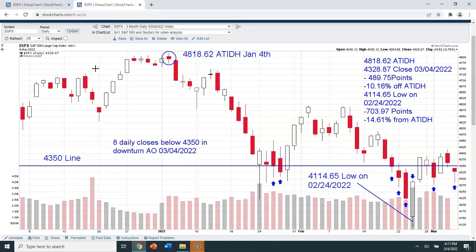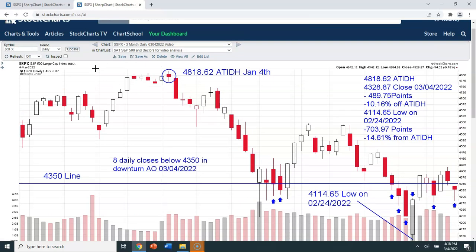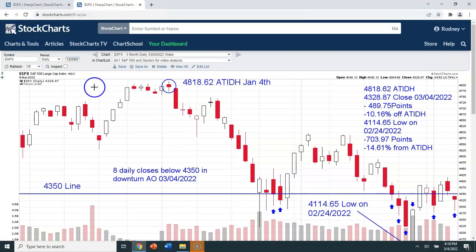Today we will be doing technical analysis on the S&P 500 for the week ending Friday, March 4th, 2022. And for this analysis, we will be using stockcharts.com.